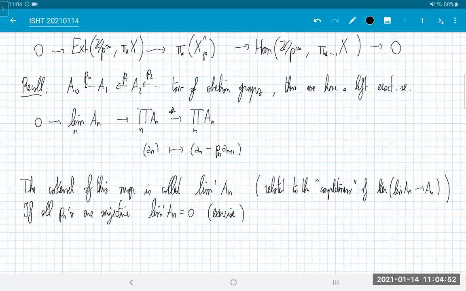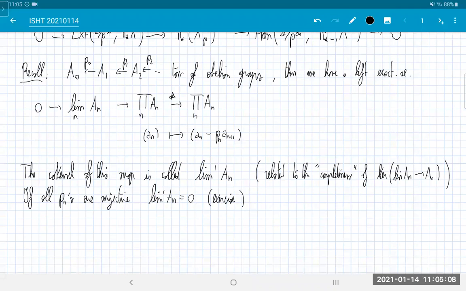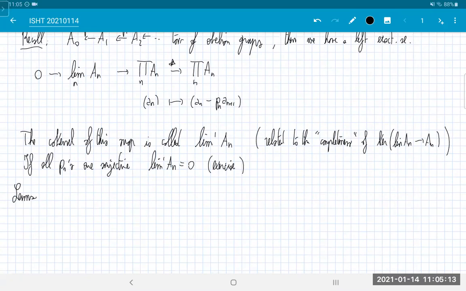In fact, there is an if and only if condition called the Mittag-Leffler condition that is weaker than all the surjective conditions, but we won't need this kind of refined analysis here. Okay, and so let me state this lemma now.